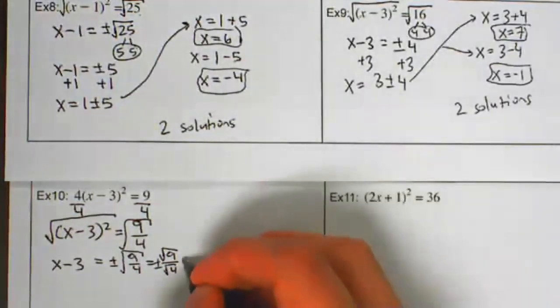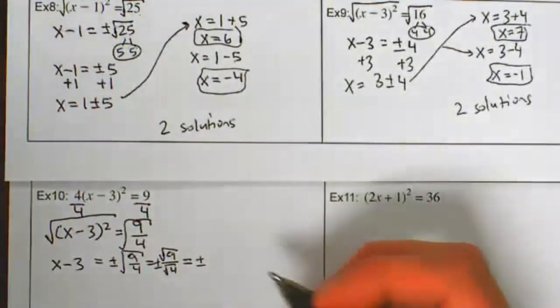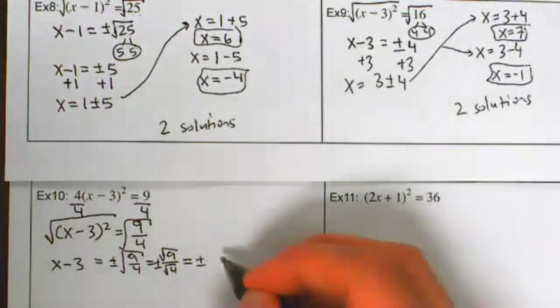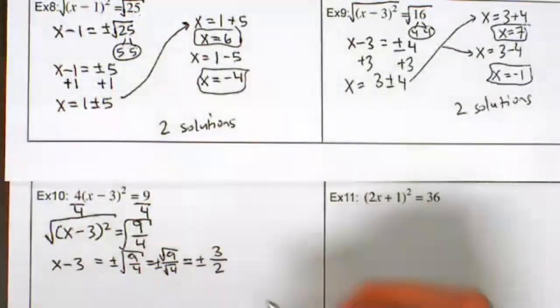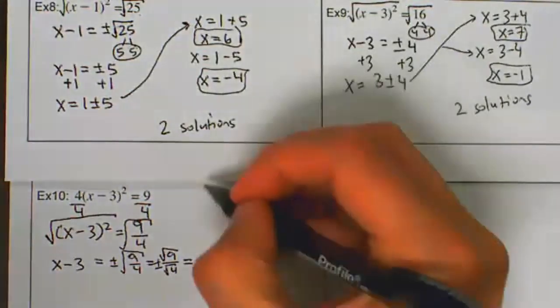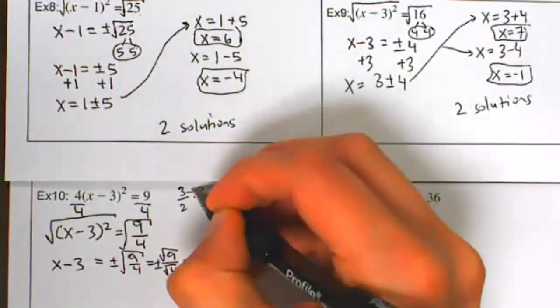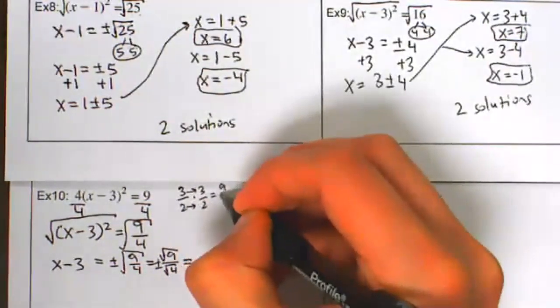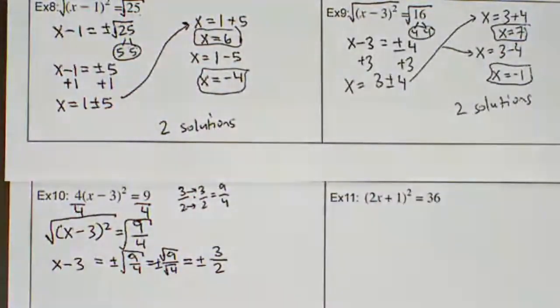And why this is so useful is, if you think about it, the square root of 9 is the number that you multiply by itself to make 9, which is 3. Likewise, the square root of 4 is 2. So the square root of 9/4 is 3/2. And if you needed to check it real quick, you could say, okay, 3/2 times 3/2, top times top, bottom times bottom, is 9/4. 3 times 3 and 2 times 2. So 3/2 is in fact the square root of 9/4.